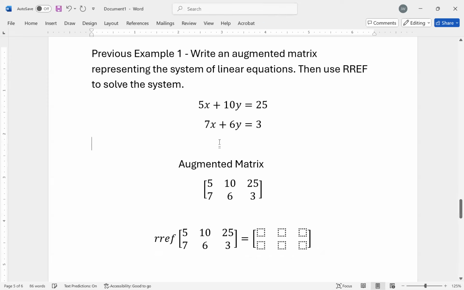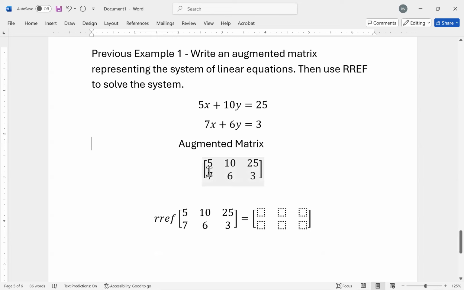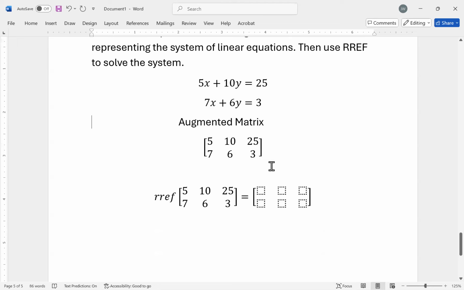So here we go. From example 1, we had already created the augmented matrix of 5, 10, 25, 7, 6, 3 that represents this system of linear equations. That was what we did in example 1. And now we're trying to solve this using RREF. So all I would do is make that augmented matrix, matrix A, in my calculator, and then RREF that matrix.